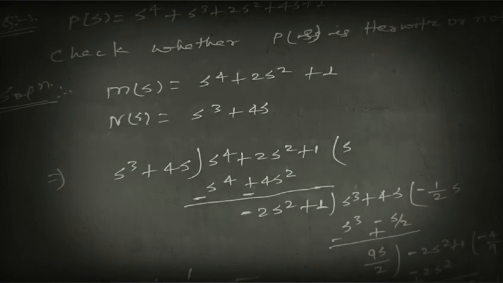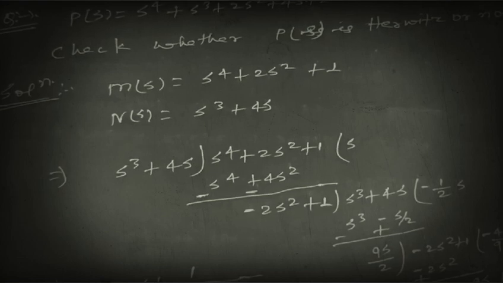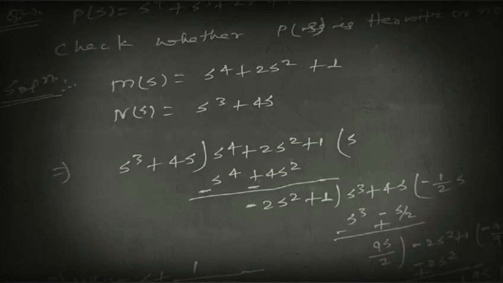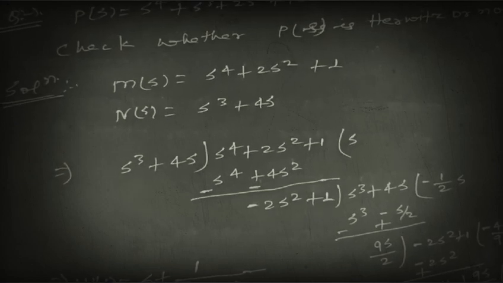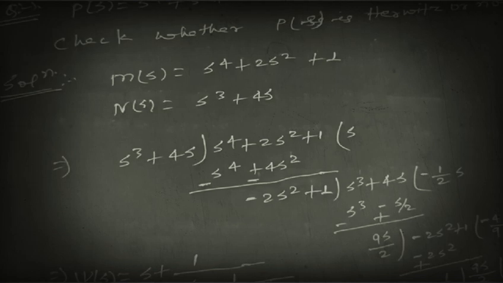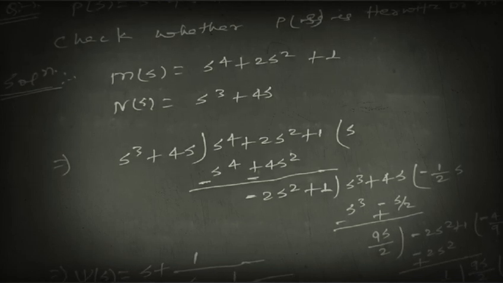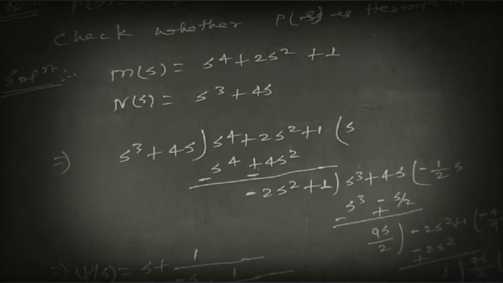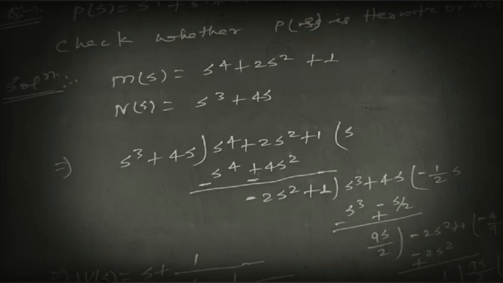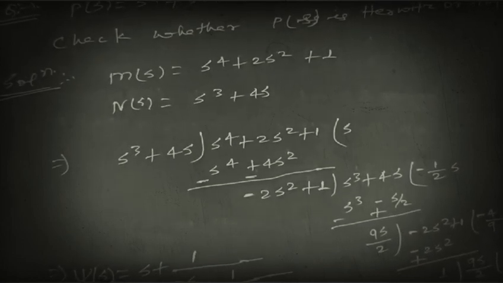To check this, again we see that all the coefficients are positive and there is no missing term between the highest and lowest degree. Now we have to separate the even part and odd part. So M(s) is equal to s to the power 4 plus 2s square plus 1, and N(s) is equal to s cube plus 4s. Now we see that the highest degree of the even part is greater than that of the odd part.